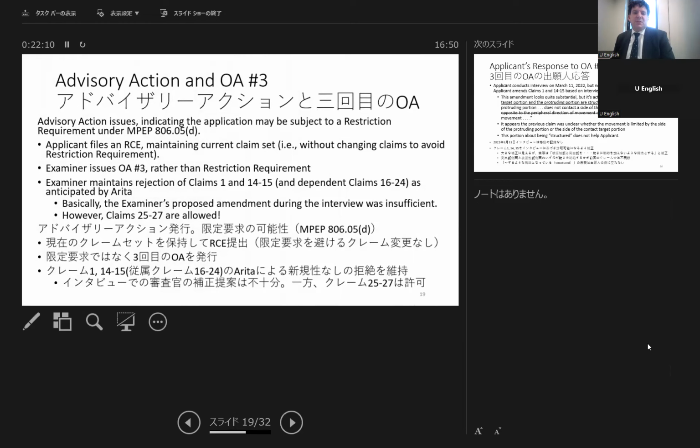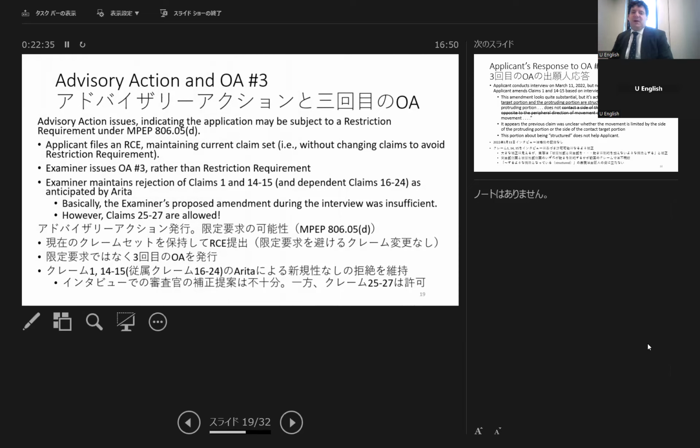The examiner issues an advisory action indicating that the application may be subject to a restriction requirement. This is because we're adding these new independent claims. And we've got now two different sets of independent claims that don't really have so much in common with each other, at least in terms of how they overcome the art.